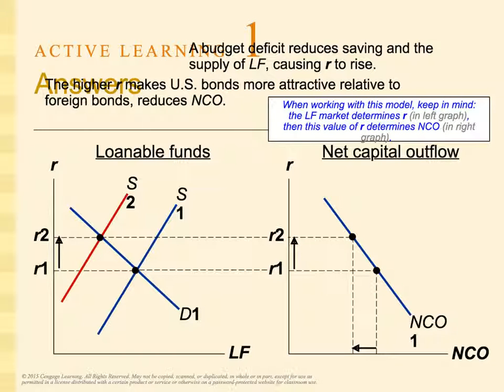The supply curve shifted inward, yes, which increased the real interest rate. As we see here, the real interest rate goes up to R2. So net capital outflow decreases, which makes sense because individuals now see U.S. bonds as more attractive. So capital stays here at home. More people invest here at home because the real interest rate went up.